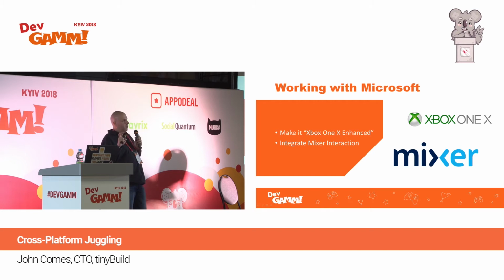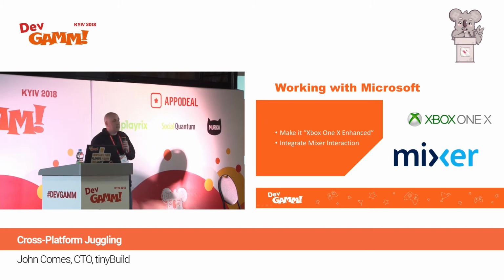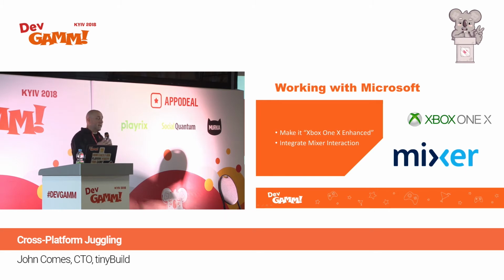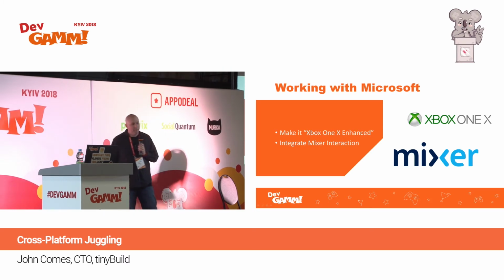Xbox, make it Xbox One Enhanced, which is, use the 4K, use the HDR. Microsoft owns Mixer. For anybody who doesn't know, Mixer is Microsoft's own Twitch. They have really nice viewer interactivity in it. So the viewers can actually press buttons and make stuff happen in the game for the streamer they're watching. If you implement their stuff, they will be much more likely to feature your game. So you want to think about those things when working with Microsoft.